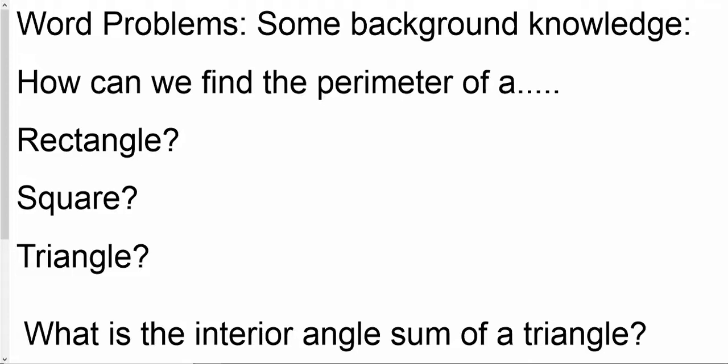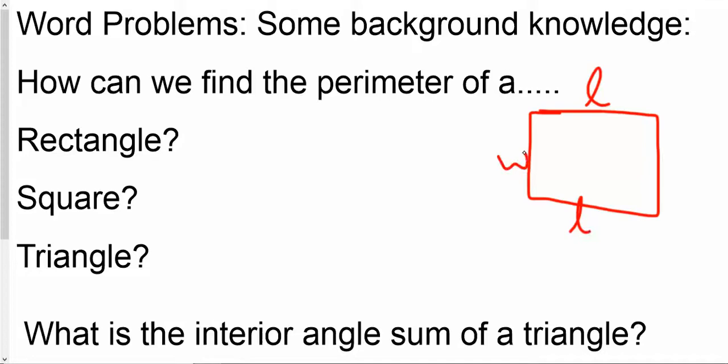So let's talk about some word problems. And with this, we kind of need some background information on just geometry in general. And so let's start by talking about perimeter. How can we figure out the perimeter of a rectangle? The easiest way we could do this is by drawing a shape and calling length, length, width, and width.